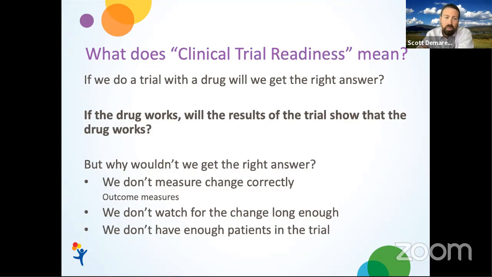So what does it take to get there? Why would we not get the right answer? Well, if we don't measure change correctly, that has to do with outcome measures, then we may not get that answer. What if we don't watch the change long enough? What if we don't have enough patience? Those are all aspects of a trial that can be informed by natural history studies and by clinical trial readiness studies.